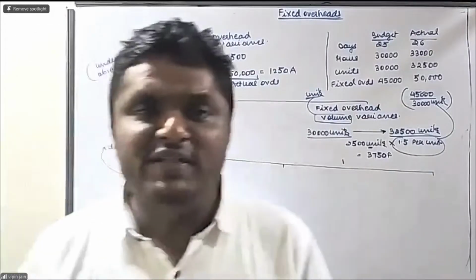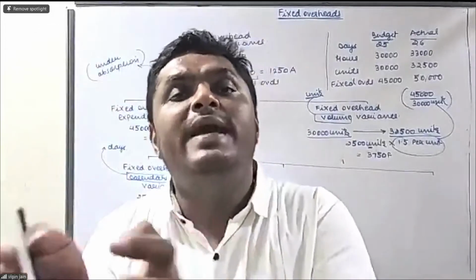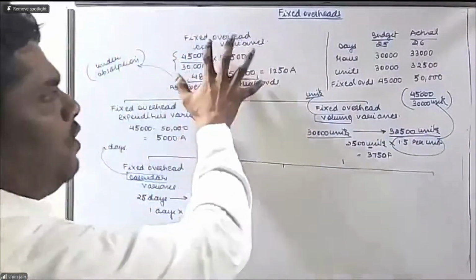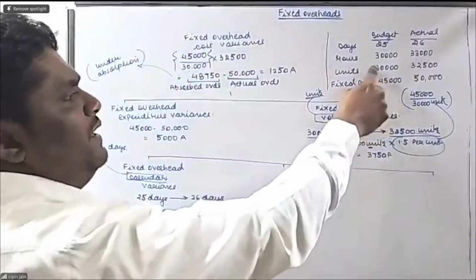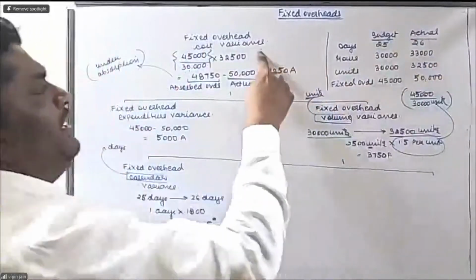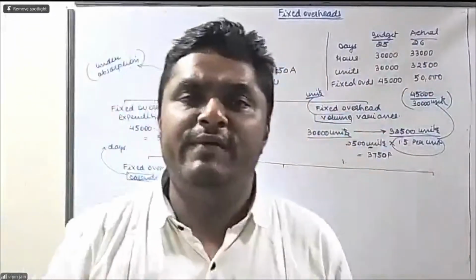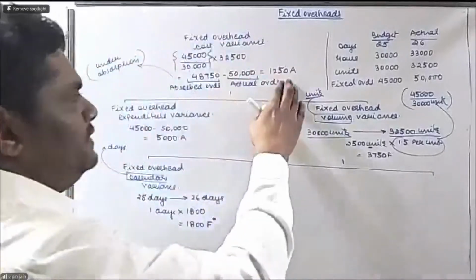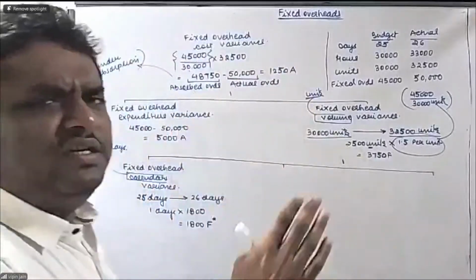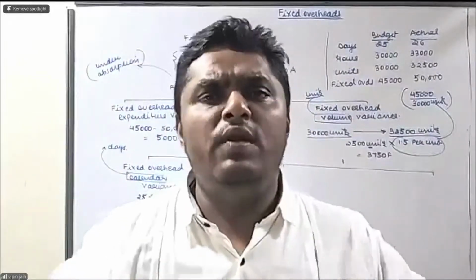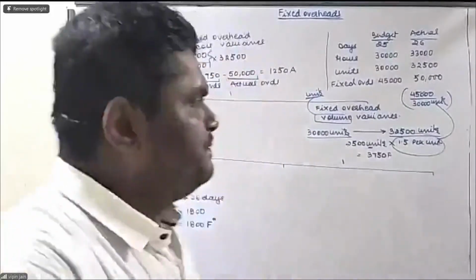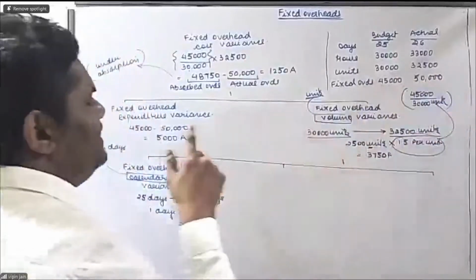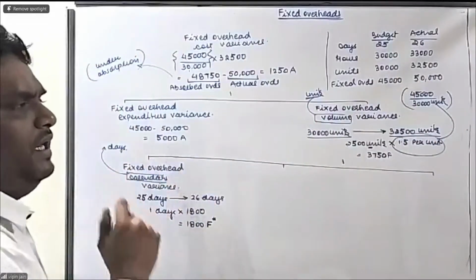See, in fixed overhead, the trickier part is whether it will be adverse or favorable. The calculation is very simple. When talking about cost variance, 45,000 overheads for 30,000 units. So for 32,500, how much? 48,750. But my actual overheads are how much? 50,000. So 1,250 adverse. Expenditure straight away, since fixed overhead remains constant at all levels of production. So 45,000 was my budgeted expenditure and actual expenditure is 50,000. So that's why 5,000 adverse.